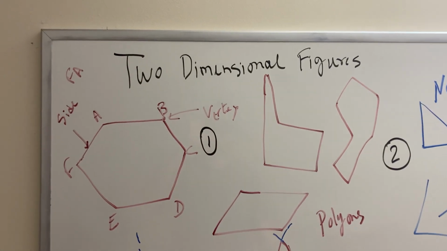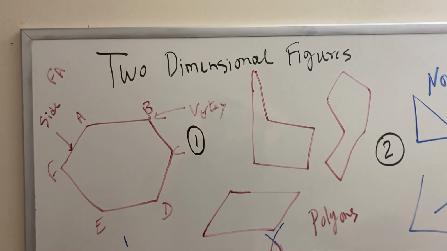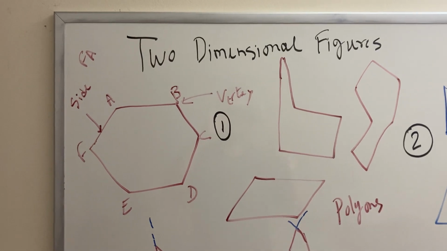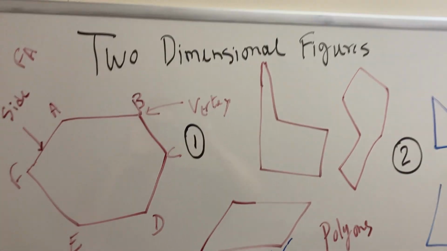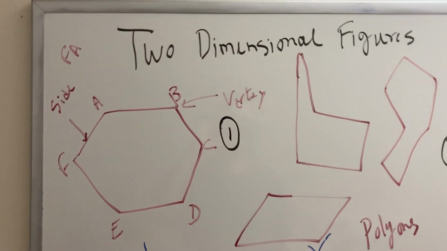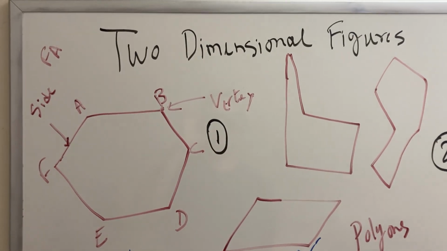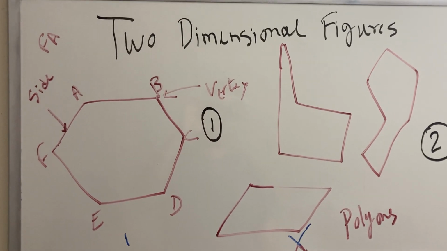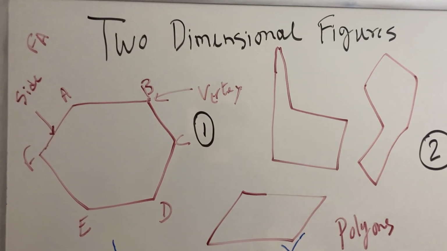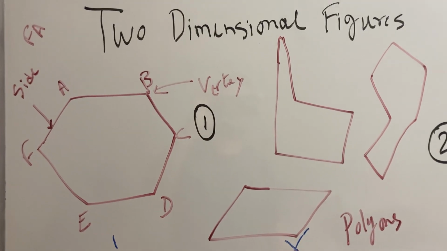All right, so we're going to talk about two-dimensional figures. So, two-dimensional figures, what are they? So far we have spoken about one-dimensional figures, let's say a line, but now we're going to talk about two-dimensional figures. A two-dimensional figure is, let's say, a figure which is formed by joining multiple lines.